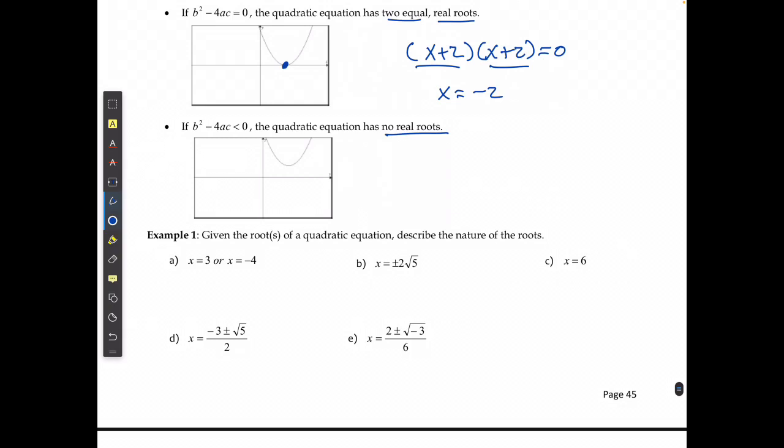So, when I'm looking at the possibilities, if I'm given the roots of a quadratic equation, describe the nature of the roots. Well, here I have 3 or negative 4. These are 2. They're different values, distinct, and they're real numbers, real roots. In the second case, I have positive or negative 2 root 5. Well, positive 2 root 5 and negative 2 root 5 are two independent numbers, so these are also two distinct real roots.